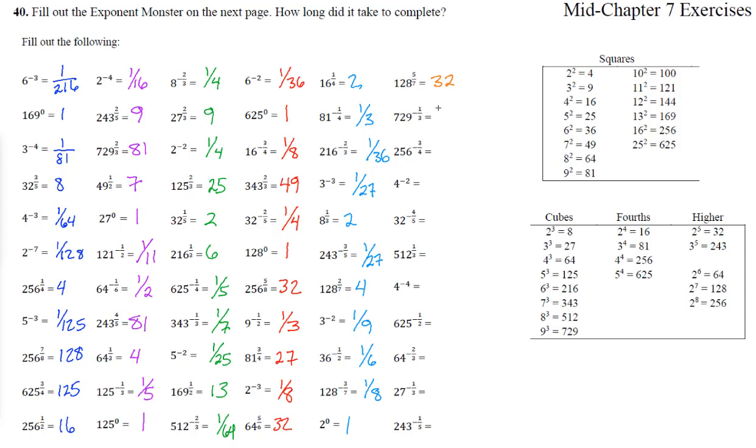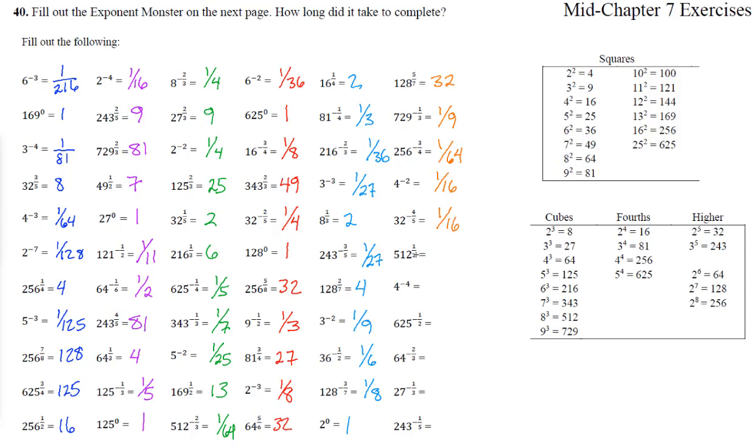729 to the negative 1/3 is 1 over 729 to the 1/3. Cube root of 729 is 9. 256 to the negative 3/4 power is 1 over the 4th root of 256, which is 4. Cubed is 64. 4 to the negative 2 power is 1 over 4 squared. It's 1 over 16. 32 to the negative 4/5 power is 1 over the 5th root of 32, which is 2. To the 4th power is 16.